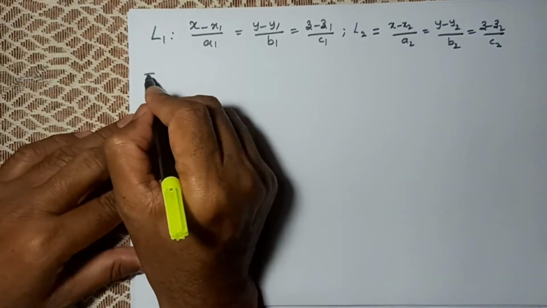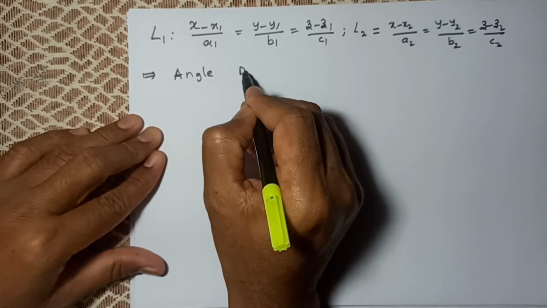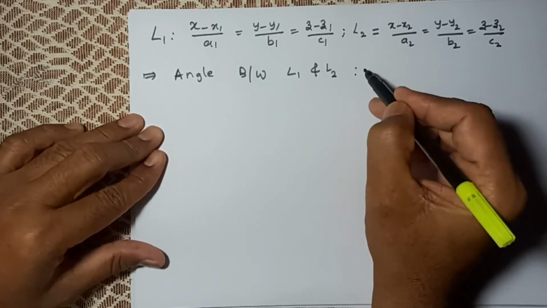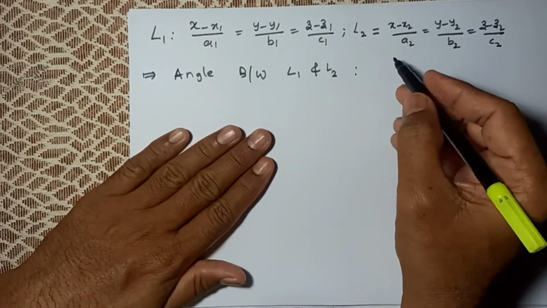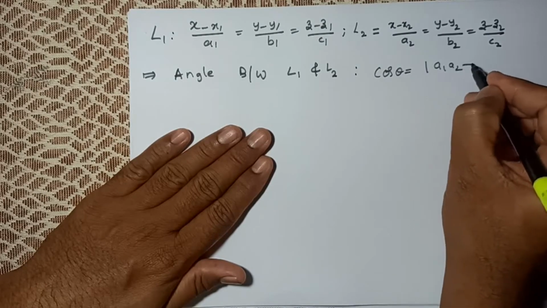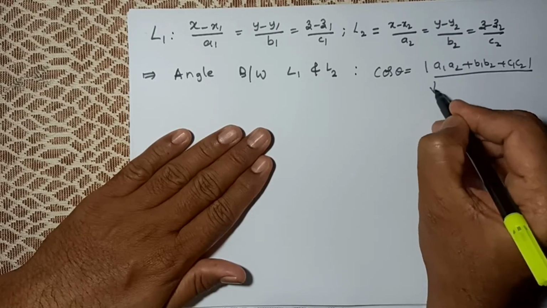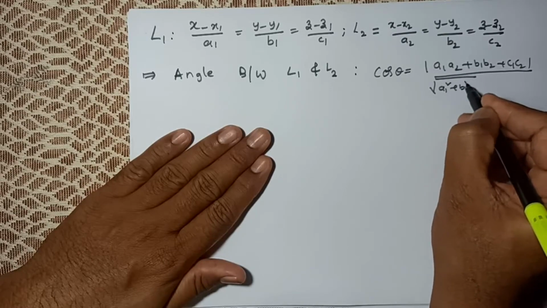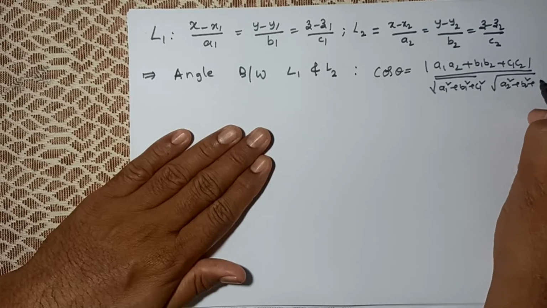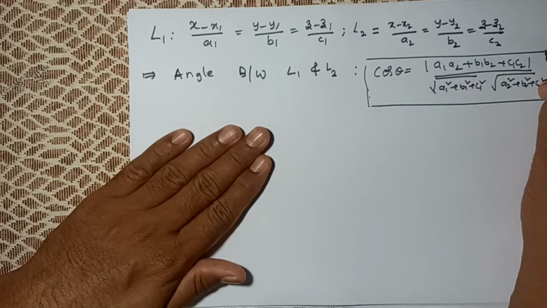If this is the angle between L1 and L2, using the dot product this formula will become cos theta is equal to modulus of A1 A2 plus B1 B2 plus C1 C2 by root over A1 square plus B1 square plus C1 square and root over A2 square plus B2 square plus C2 square. So this is the formula for the angle between the two lines in 3D.